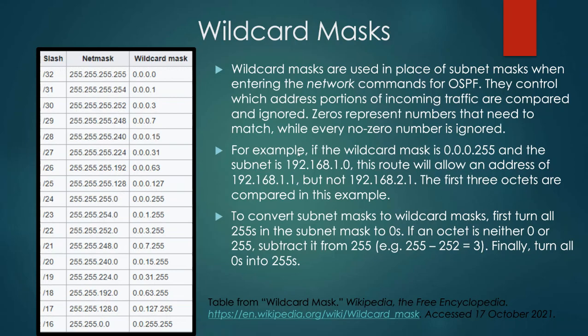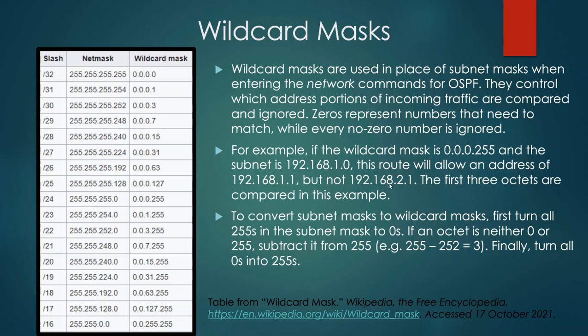So, for example, the wildcard mask is 0.0.0.255, and the subnet is 192.168.1.0. So if we were applying the OSPF route to this route, it would allow an address of 192.168.1.1. So notice how there's 3 zeros in the wildcard mask, and the subnet, these first 3 numbers, it means that any traffic coming through this route, or that is going to be traffic to this route, needs to match 192.168.1. So this address matches because it's in the same subnet.